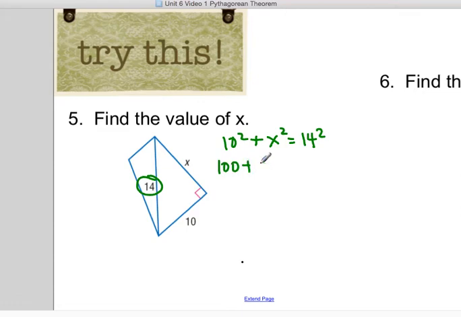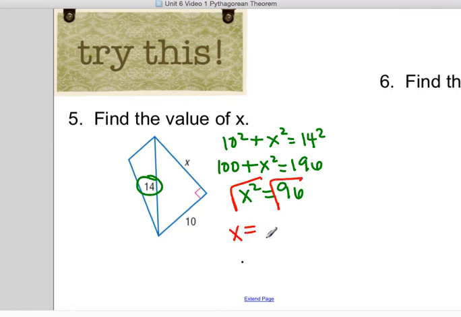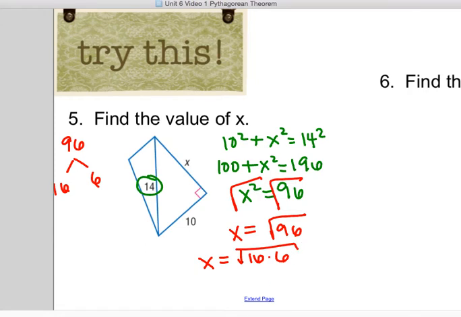So I have 100 plus x squared equals 196, since 14 squared is 196. So x squared is equal to, subtract 100, 96. Take the square root, and x is equal to the square root of 96. But we always have to try and break it down. 96, any perfect squares in there? It's 16 times 6, and some of those will just come with plugging in your calculator and trying to find it. So 16 times 6, the square root of 16 is 4. There are no more perfect squares in 6, so it's 4 square root of 6. That would be my answer for number 5.